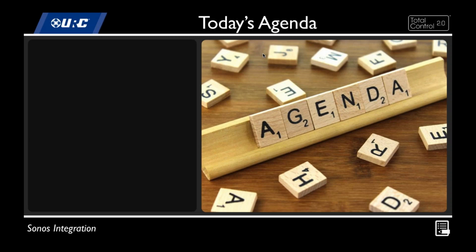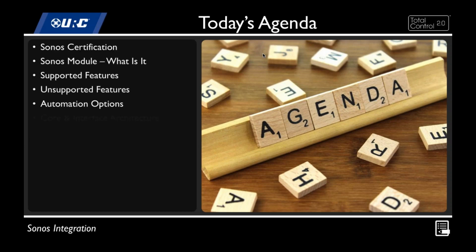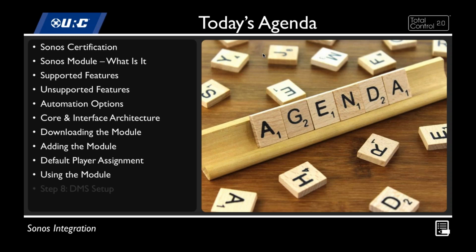So today's agenda, this is all the different things we're going to be talking about today. We're going to talk about the Sonos certification, what the Sonos module is, what the supported features, the unsupported features, and automation options that are available. We'll discuss the differences between core and interface architecture, as this is what this new module is using. If you're unfamiliar with those terms, don't worry, towards the end of the class you will be familiar with what both of those do. Then we'll talk about how to download the module, how to add the module, how to assign a default player, how to use the module. We'll go over some basics in terms of getting Sonos set up with DMS, talk about some best practices, and then towards the end of the class, we'll see how to do this in real time in the Accelerator software.